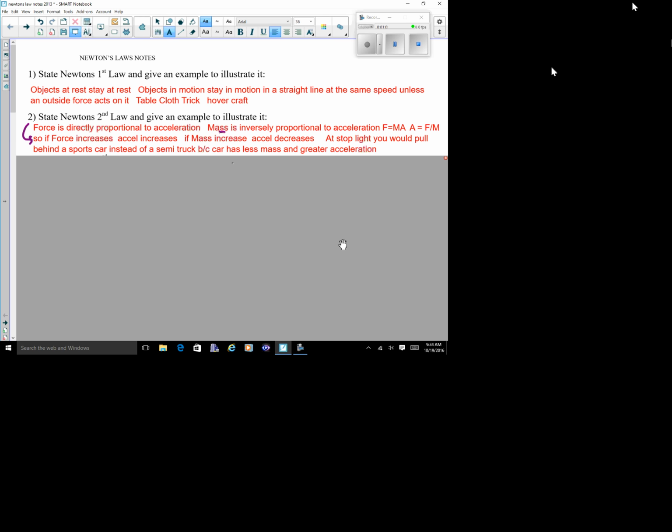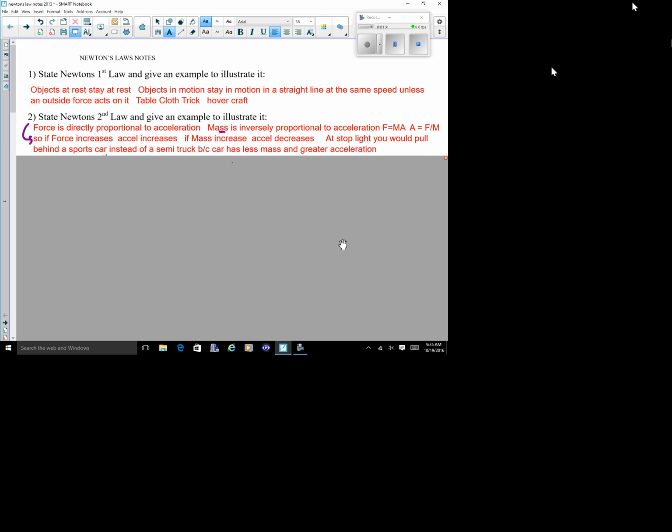You could also say that a equals F over m. So once again, if force increases, acceleration increases. If mass increases, acceleration decreases, because they're inversely proportional. And the great example I usually use: if you're at a stoplight, you would pull behind a sports car instead of a semi-truck, because the car has less mass and much greater acceleration.